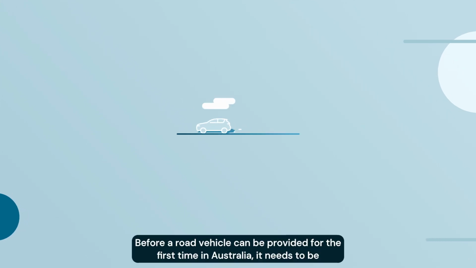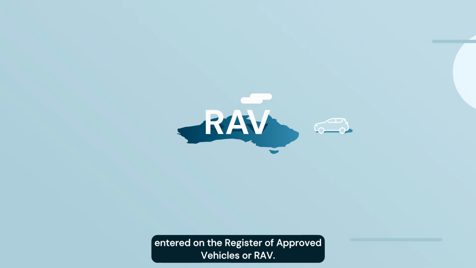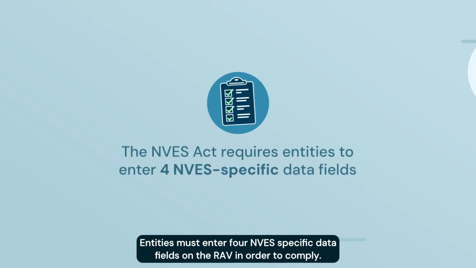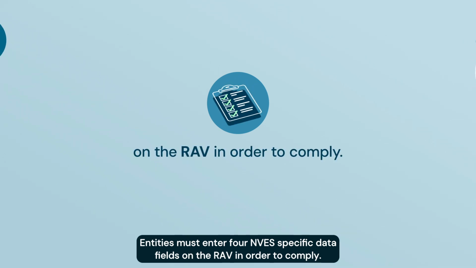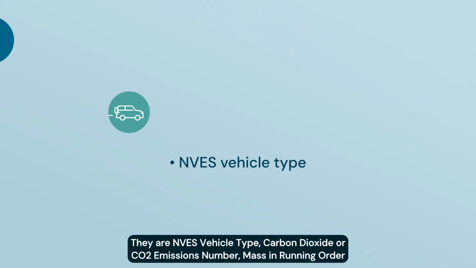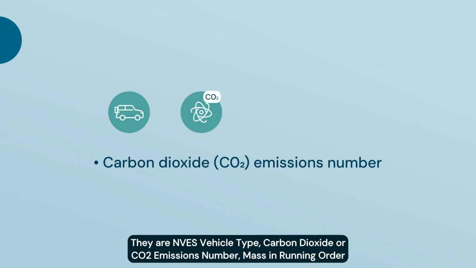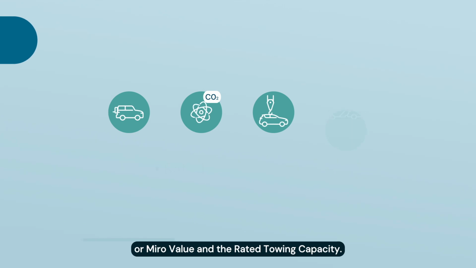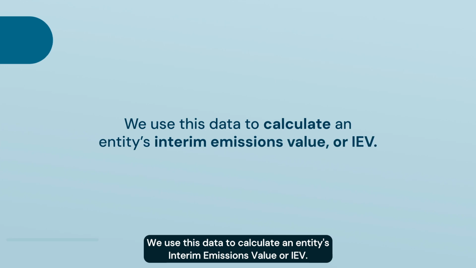Before a road vehicle can be provided for the first time in Australia, it needs to be entered on the Register of Approved Vehicles, or RAV. Entities must enter 4 NVES-specific data fields on the RAV in order to comply. They are NVES vehicle type, carbon dioxide or CO2 emissions number, mass in running order or MIRO value, and the rated towing capacity. We use this data to calculate an entity's interim emissions value or IEV.